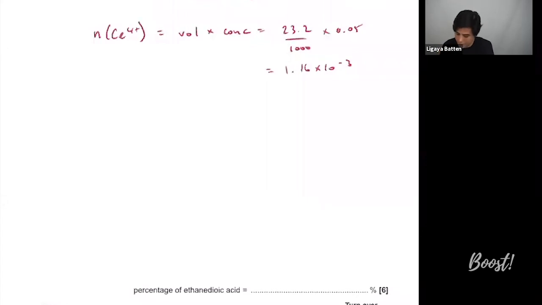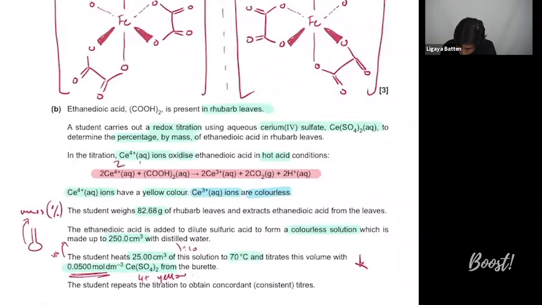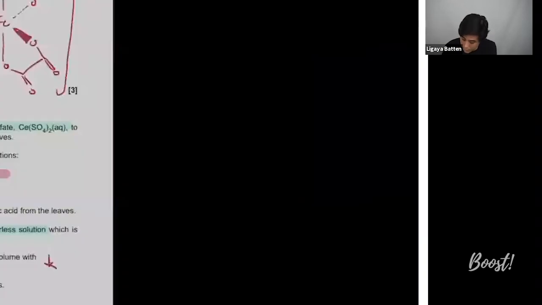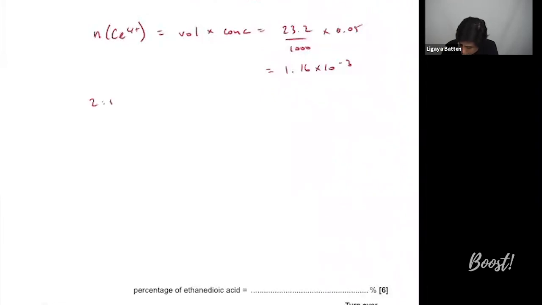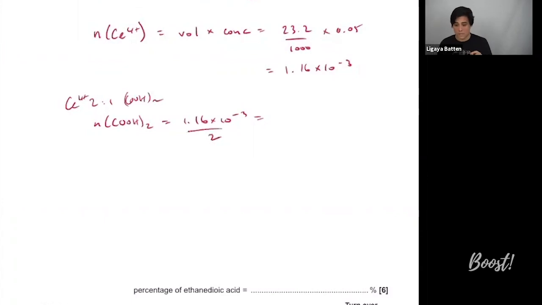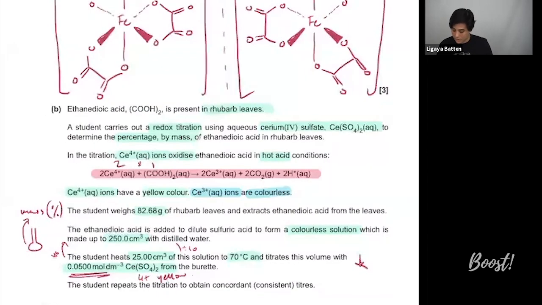Okay, so now from the equation, we have a 2-to-1 ratio of the cerium ions to ethanedioate ions. So the moles of (COOH)2 equals, yes, a 2-to-1 ratio of the cerium to (COOH)2. So divide that by 2 to get the moles of the ethanedioate. And that is the answer for that, 5.8 times 10 to the minus 4. This was in the 25 centimeters cubed portion that we put into the solution.